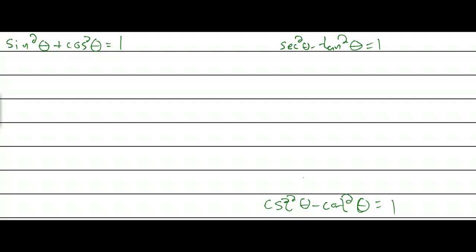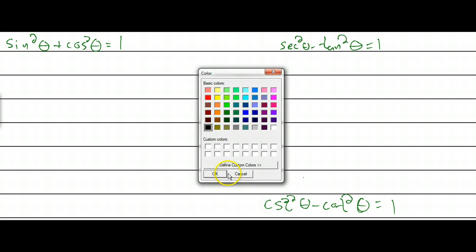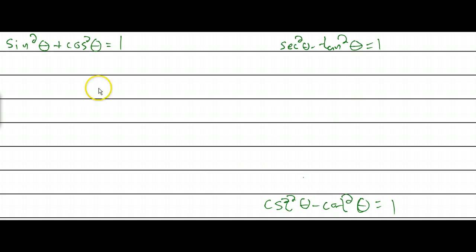All right. So we're gonna do the first one. The first one: sine squared theta plus cosine squared theta is equal to 1. The best way to prove this one is to use the unit circle. So remember, we have our unit circle. We know x is cosine, and we know y is sine, right?